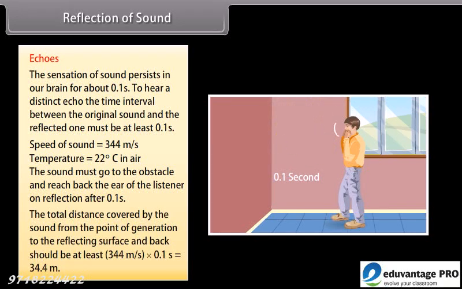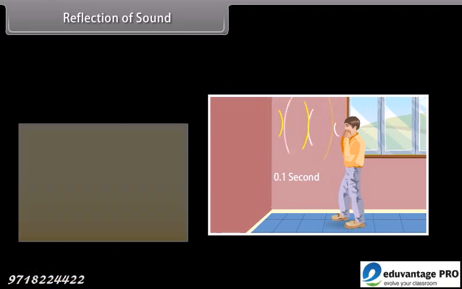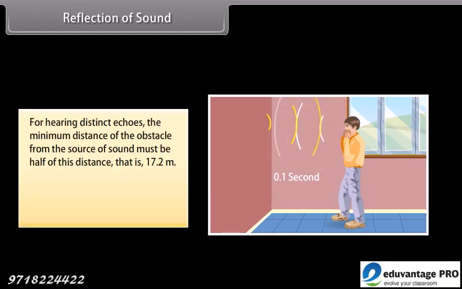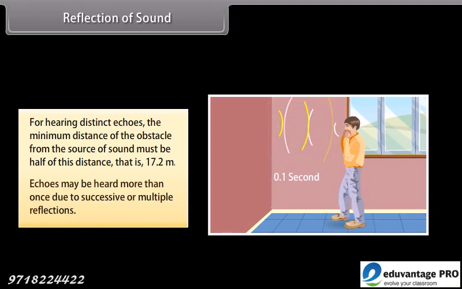Hence, the total distance covered by the sound from the point of generation to the reflecting surface and back should be at least 344 meters per second into 0.1 second, which is equal to 34.4 meters. Thus, for hearing distant echoes, the minimum distance of the obstacle from the source of sound must be half of this distance, that is 17.2 meters. This distance will change with the temperature of air. Echoes may be heard more than once due to successive or multiple reflections.